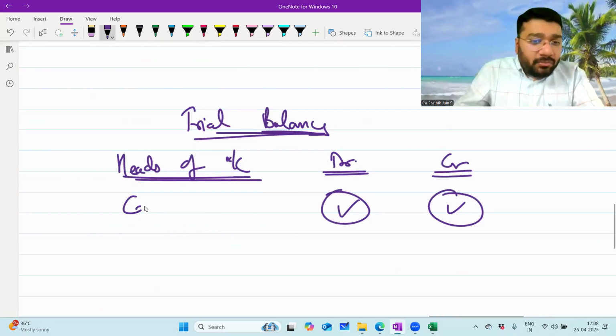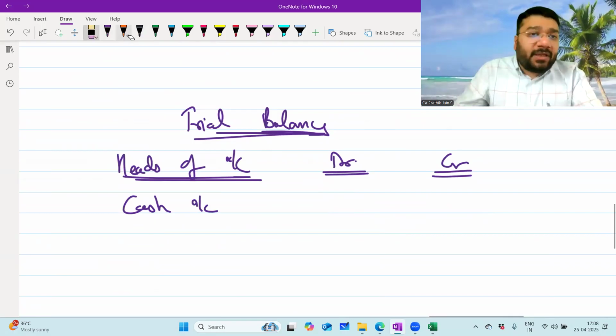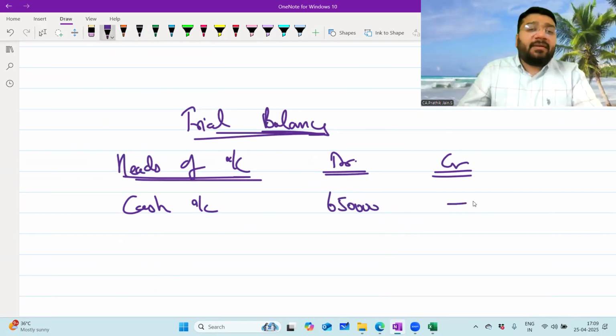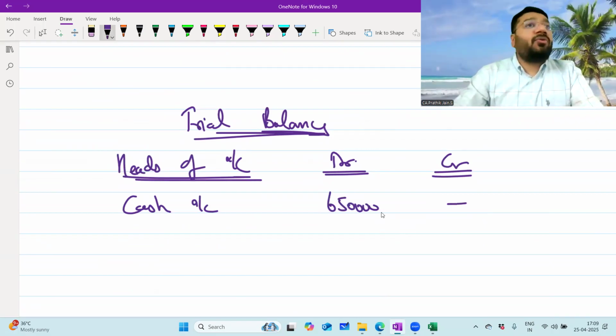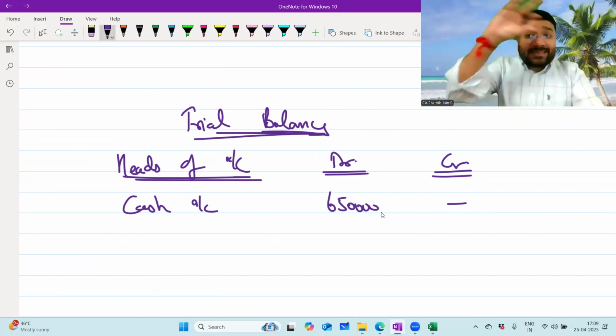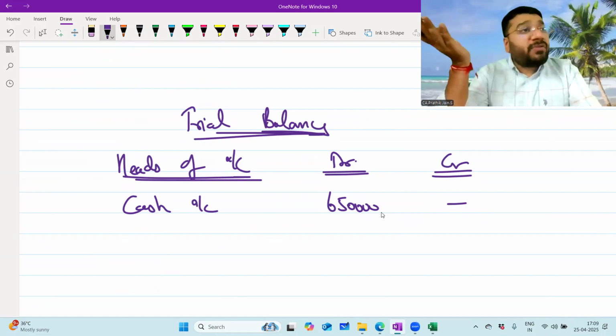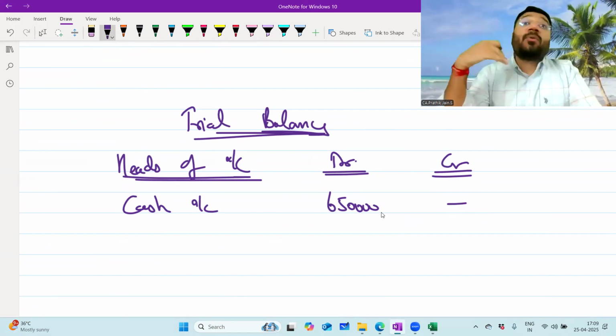So please write now cash account. In the debit column, you have to write 6,50,000. Nothing in credit. Am I teaching with proper format? No. I'm just trying to give you an outline structure. As and when I solve a question from the ICA module, we'll be doing it with proper formatting.